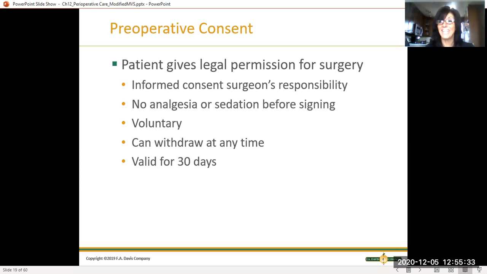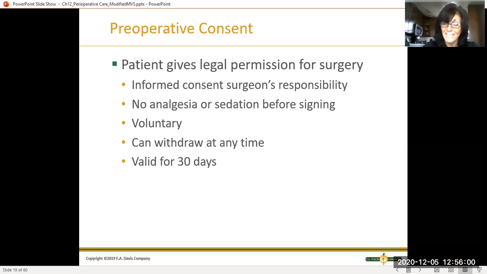Okay? The patient cannot be sedated. They cannot have had any type of medication that would alter their cognition, right? And of course, it needs to be voluntary. They can't have somebody behind them going, sign it, sign the consent, sign it. It's got to be of their own free will. And they can withdraw consent at any time, but an informed consent is typically valid for 30 days.